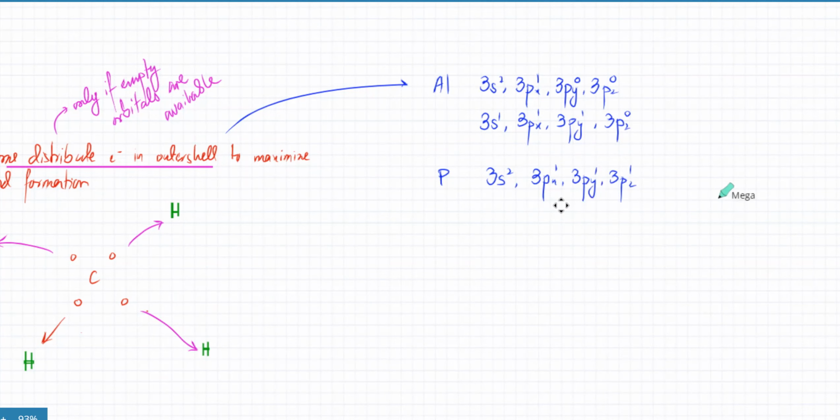So only these 3, because this one is already full. So this one doesn't need electrons, right? But in the third shell, if you remember electronic configuration, you've got empty d orbitals as well: 3dxy, which has 5 orbitals, 3dxz, 3dyz, etc.